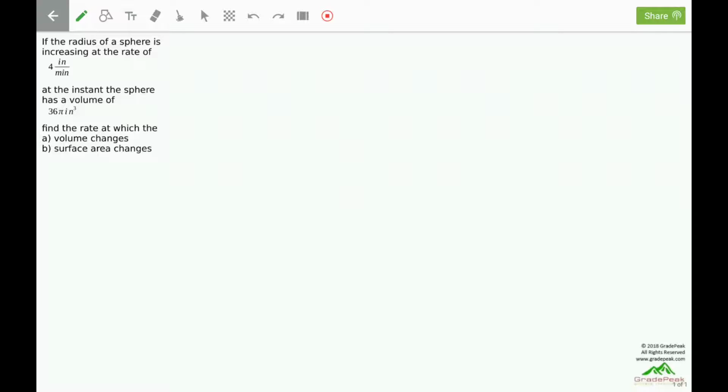If the radius of a sphere is increasing at the rate of 4 inches per minute at the instant the sphere has a volume of 36 pi inches cubed, find the rate at which the A, volume changes, B, surface area changes. Let's write down the information we are given here. We have the rate at which the radius is changing. That would be r prime or dr/dt. And it's increasing, therefore it's a positive 4 in units of inches over time in minutes.